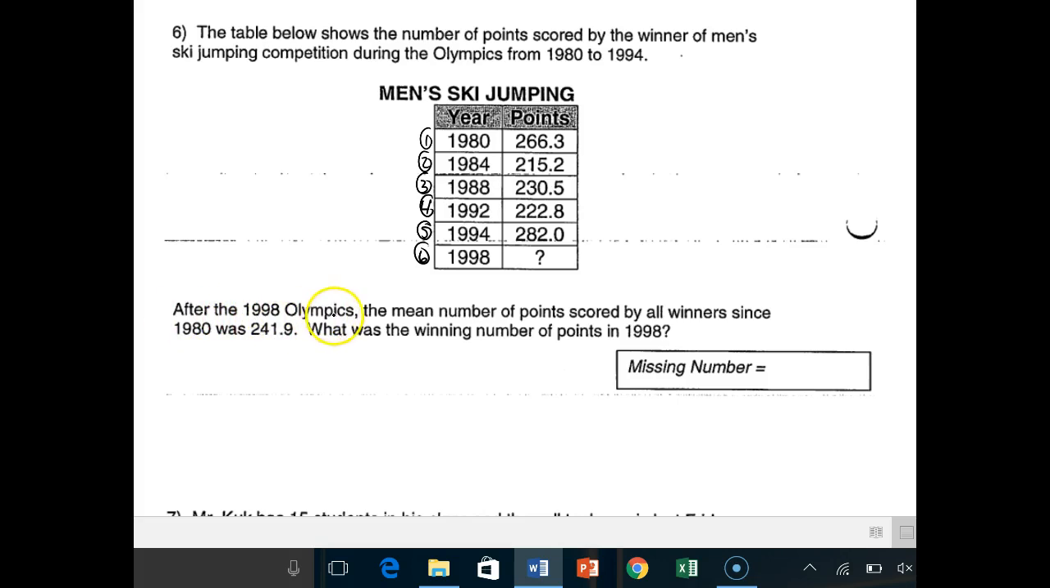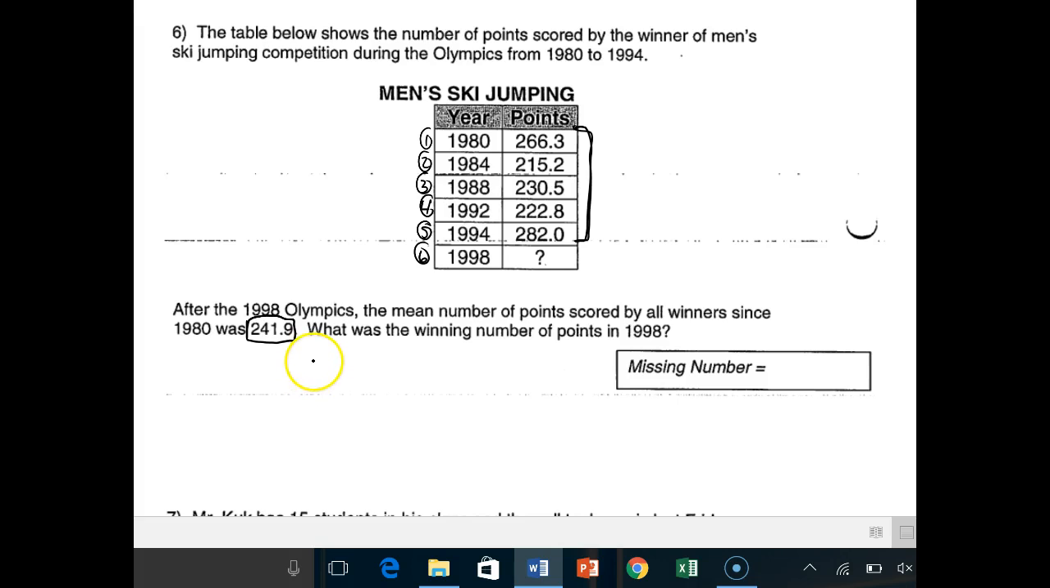After the 1998 Olympics, the mean number scored by all winners since 1980 was 24.9. That's your desired mean. What was the winning number of points in 1998? Obviously, this is your X, right? So we need to add up all these right here to find our subtotal.